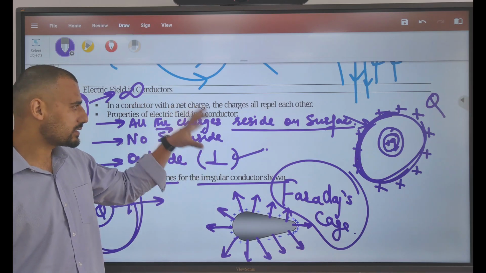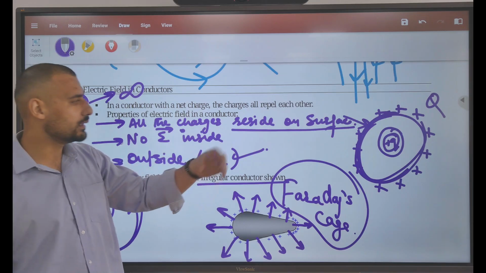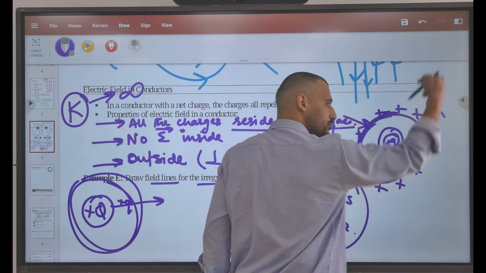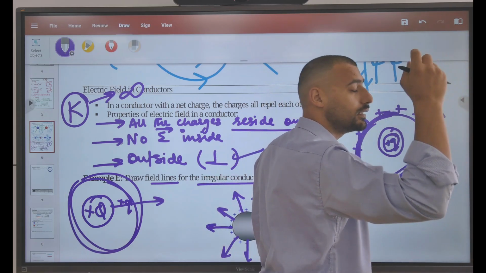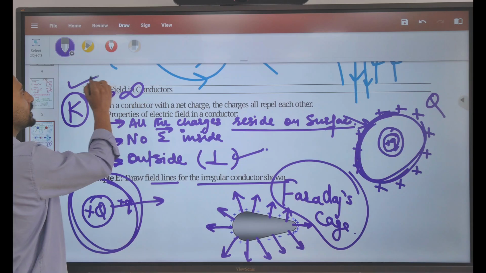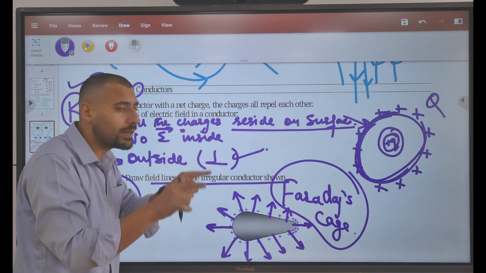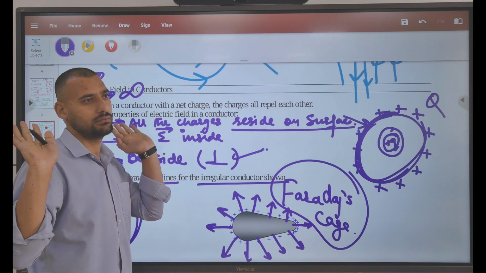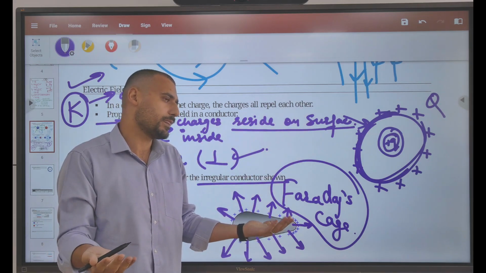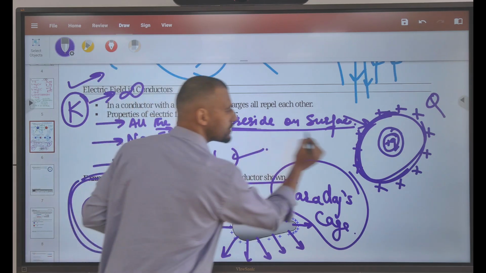Okay, so I was saying that electric field inside is 0. A conductor acts as a cage. It doesn't let the electric field lines go inside. It doesn't let the field, the force, go inside. Why? There are two reasons. One, the dielectric constant, the permittivity, the resistance to electric field shown by a metal is infinite. That means it doesn't allow it. It is the property. Point number two is that all the charge resides on the surface.